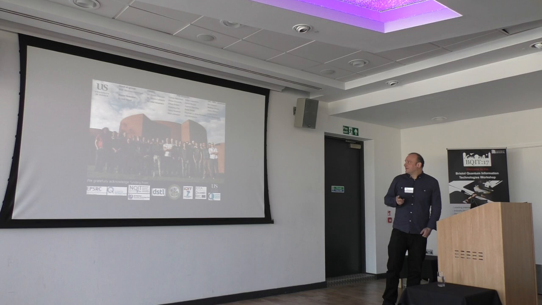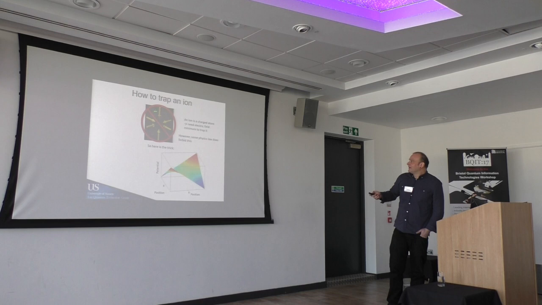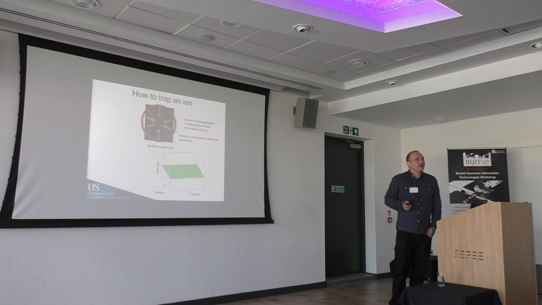Right. So let me start by giving you some background, and let's start with how you actually trap an ion. Unfortunately, I think an electric field minimum is illegal in all countries due to some bad physics laws. So we're going to have to trick the system, and what we do is use this kind of oscillating potential, and that really doesn't look like it can trap.